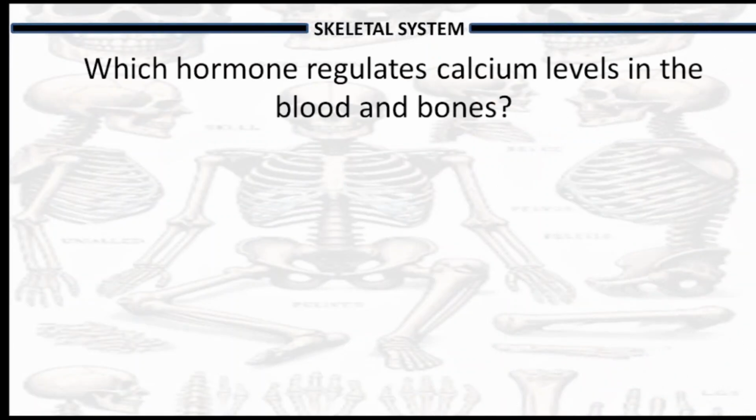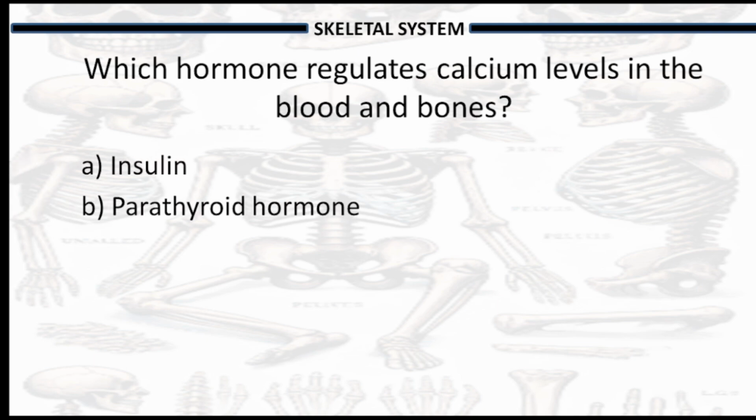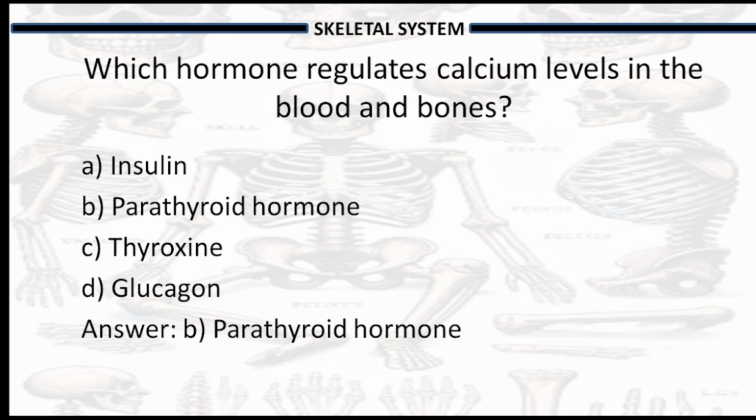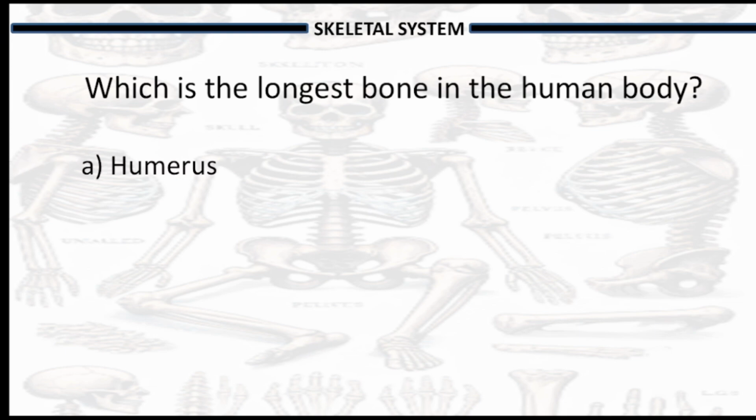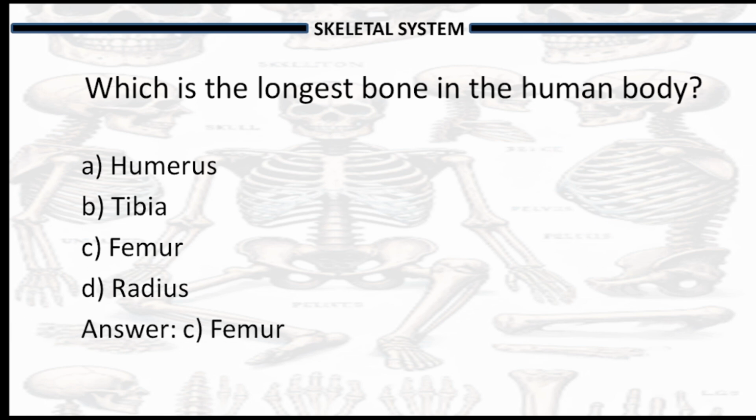Which hormone regulates calcium level in the blood and bones? Right answer is parathyroid hormone. It regulates calcium level in the blood and bone. Which is the longest bone in the human body? The longest bone in the human body is femur.